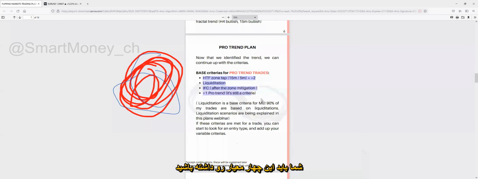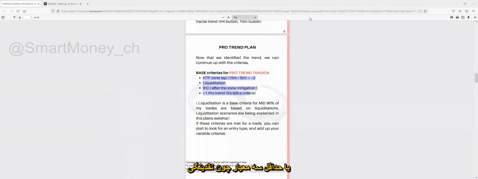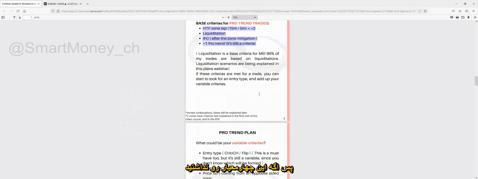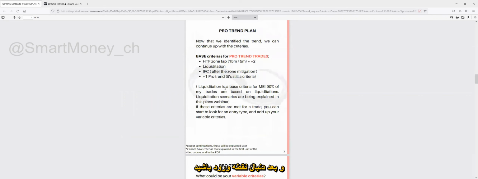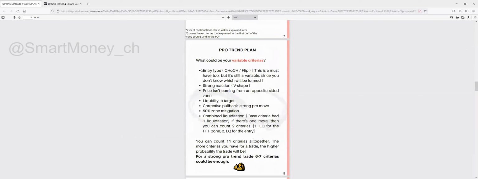So you have to have these 4 criteria just to search for entries. If you don't have these 4 criteria, you're not going to search for entries. If you don't see these 4 criteria on your screen, or 3, because liquidation is a 90% criteria for me, but I recommend you to use it too, you don't search for an entry opportunity. If you see these 4 criteria on your screen, you start to search for an entry opportunity and add up your variable criteria. After your variable criteria reach, for example, 7 or 8 criteria in total, you can actually enter in the market.